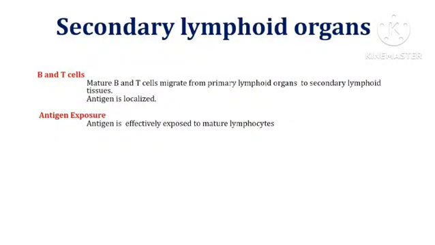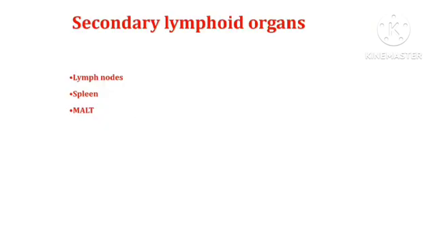About secondary lymphoid organs. The lymphocytes which are matured, educated, and become immunocompetent in the primary lymphoid organs migrate into the secondary lymphoid organs, and there they efficiently and effectively interact with antigens and initiate immune response either in the form of humoral immunity or cell-mediated immunity. Examples of secondary lymphoid organs are lymph nodes, spleen and MALT.